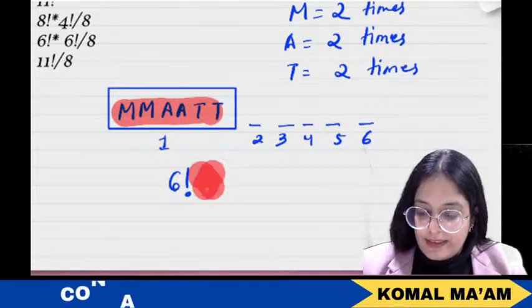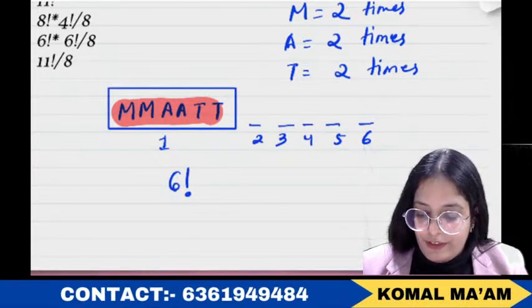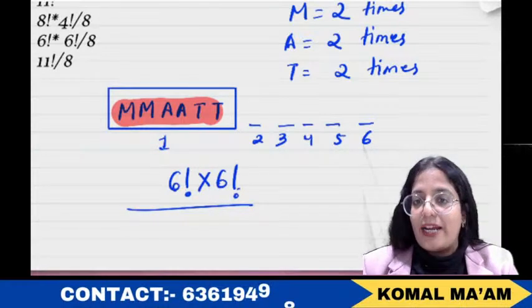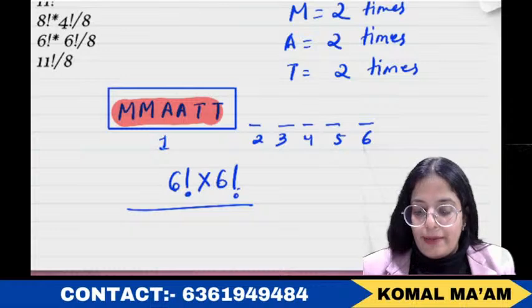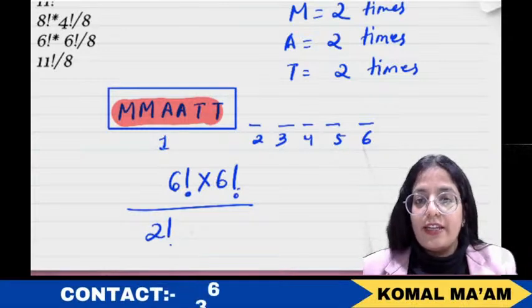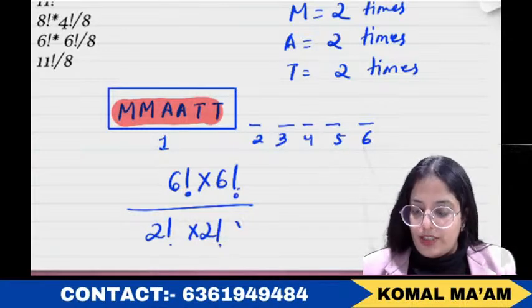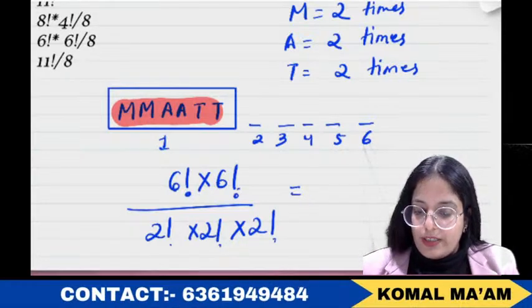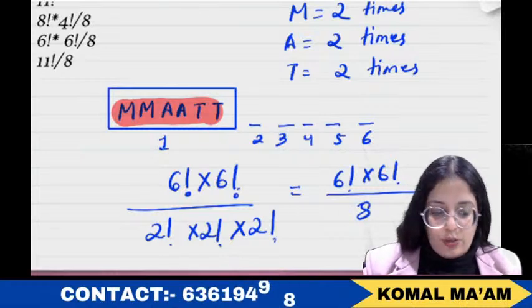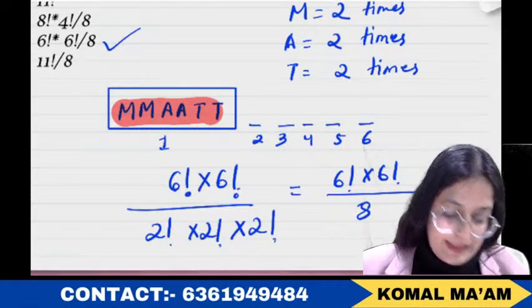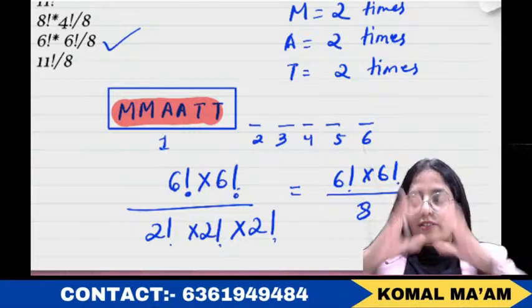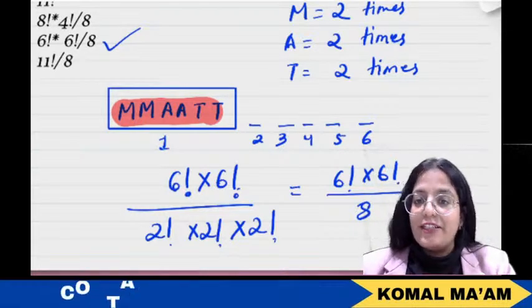Now, since there is repetition, we definitely have to divide by the factorial of the number of times the letters are repeating. For M, we'll write 2 factorial. For A, 2 factorial. For T, 2 factorial, since they are repeating 2 times. So eventually the answer would be 6 factorial into 6 factorial upon 8. That's option C. I believe the concept of letters coming together is pretty clear in your mind.